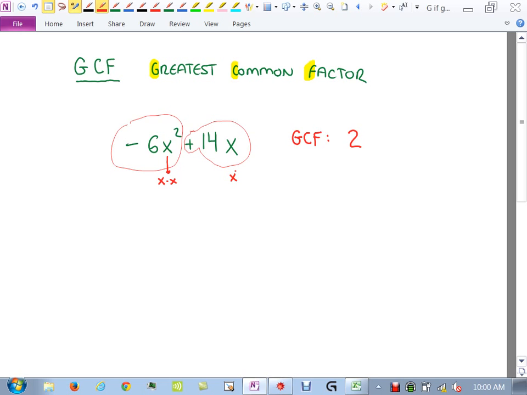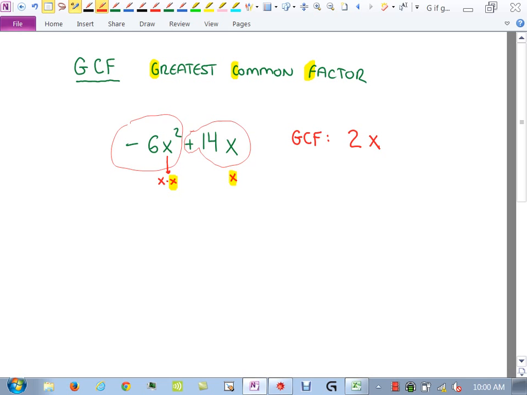What's the most x's that appear in both? So here we have how many x's? 2. The other one we have 1. We want to take the most that appears in both, though. It has to be in both. So just 1x, right? 1x. So my GCF will contain 1x from each one. So I'll put my x over here. So 2x is my GCF so far.